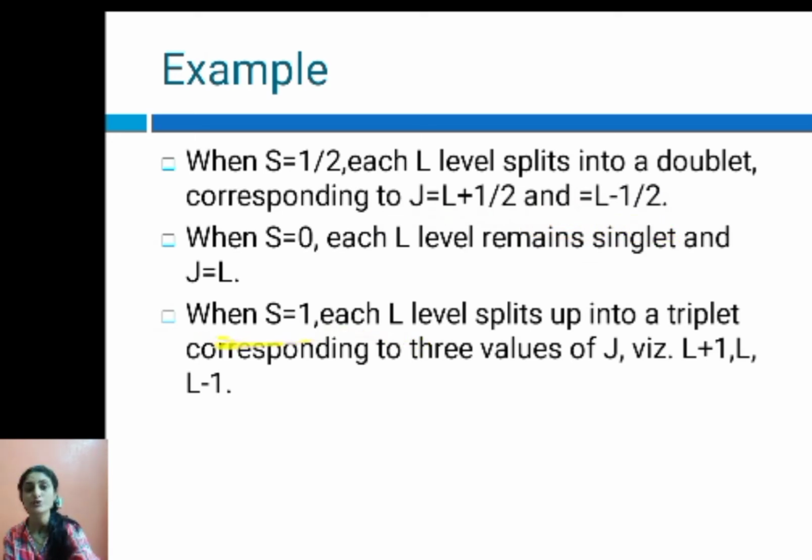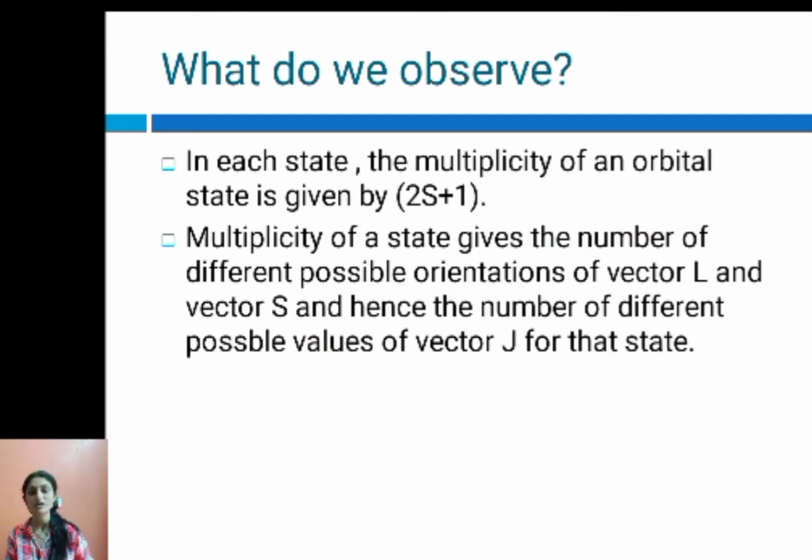When S is equal to 1, each level splits up into a triplet. So we will have L plus 1, L, L minus 1, that way. Now what do we observe here? We observe that for each state, the multiplicity of an orbital state is given by the formula 2S plus 1. So when S is equal to 0, I will get 1 state, a singlet state. When S is equal to half, 2 into half is 1, 1 plus 1 is 2, so I will get a doublet state. When S is equal to 1, 2 into 1 is 2, 2 plus 1 is 3, so it is a triplet state.